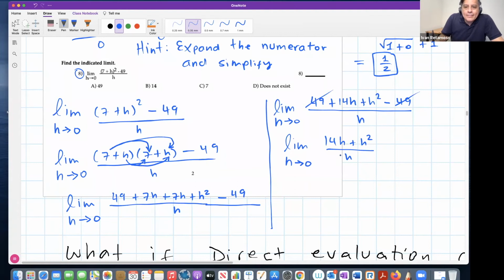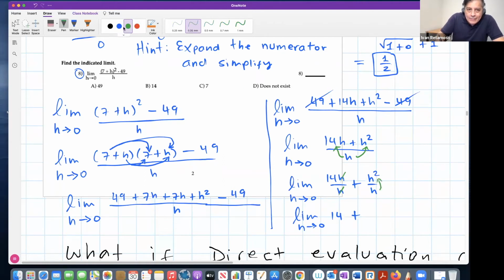At this point, guys, either you factor out h and simplify, or you can simply divide h into these two terms. Either way, you will end up with the following. Limit as h approaches 0 of 14h over h plus h squared over h. I'm doing this slowly, guys, because you're going to do something similar in your homework. You will see. Look, h cancels with h, so we end up with limit as h approaches 0 of 14 plus h squared over h, which is just h, right?